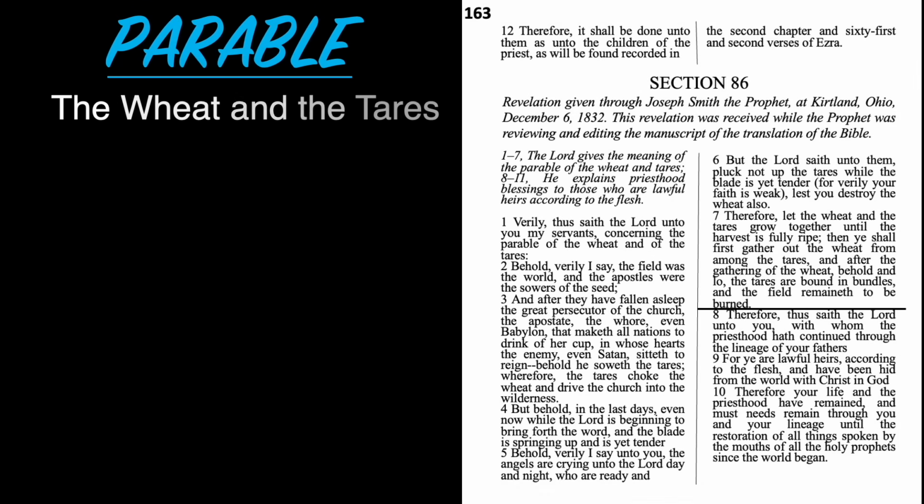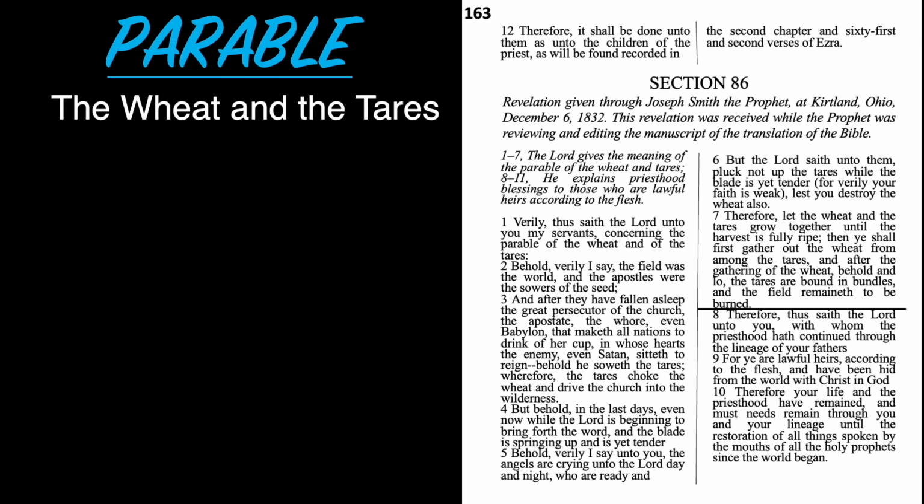It isn't found here in section 86, so we're going to have to get it from the New Testament, in Matthew chapter 13, verses 24 through 30. So what I'll usually do is either have one of my students read the parable, or I'll play an audio version of it out loud. And the church's scripture app or its website has always got that option available for you.